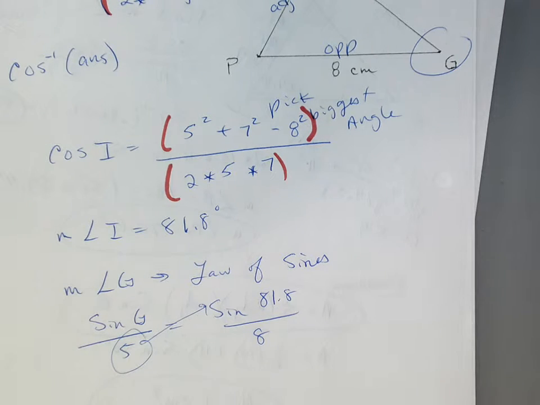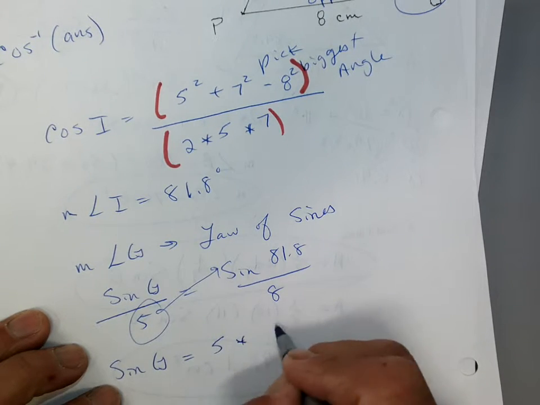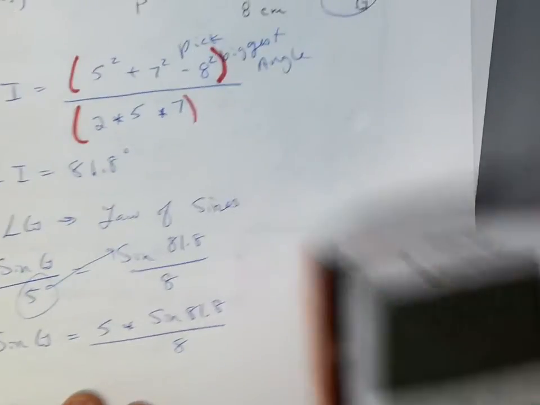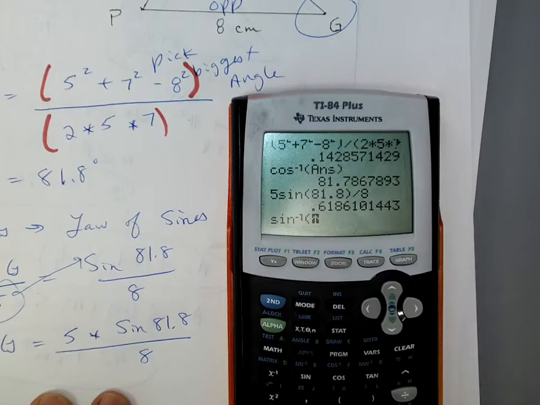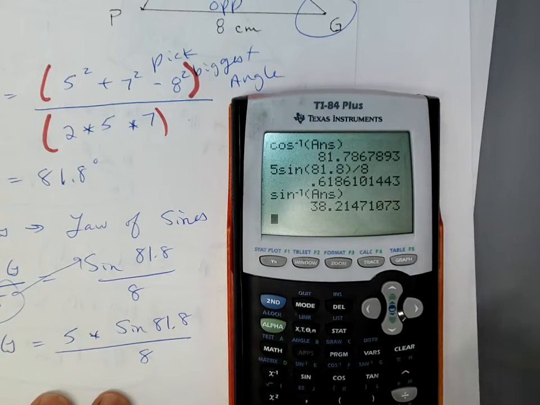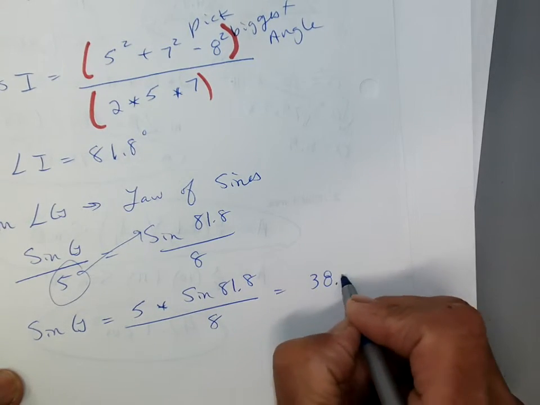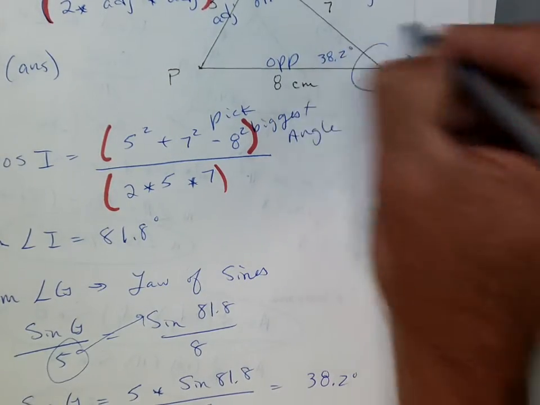Okay, bring up the 5, right? We're just going to multiply up to 5, so we'll get the sine of G is equal to 5 times the sine of 81.8 divided by 8. And I will get a decimal, I'm sure of that. 5 sine of 81.8, close the parentheses, divided by 8, and I get a decimal. Sine inverse of that answer, right? And I get an answer of about 38.2. Okay, so angle G is about 38.2 degrees.